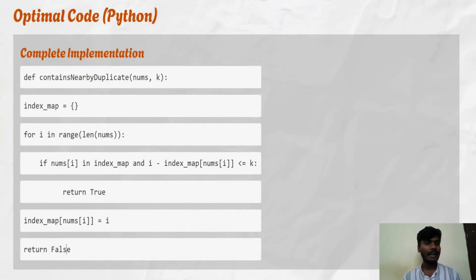Let's see the code of the optimal approach. We create the hash map and a for loop to iterate over each element in the array. Inside the for loop, we set index map of nums[i] equals i. Sorry, that is a mistake in the PPT. In the for loop, the condition is: if nums[i] is in the hash map and i minus index map of nums[i] is less than or equal to k, it returns true. If not, it returns false.